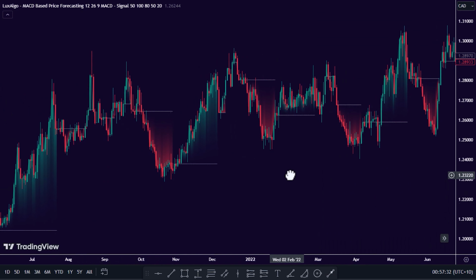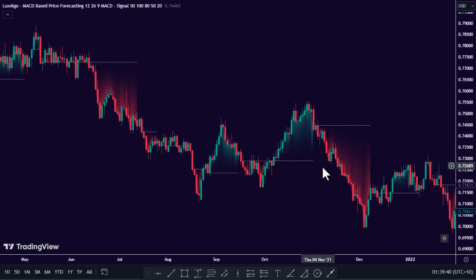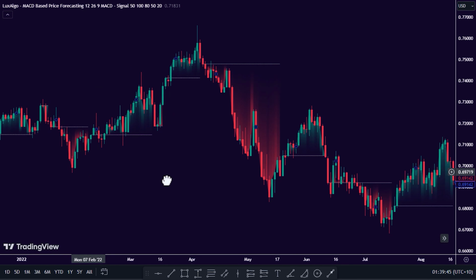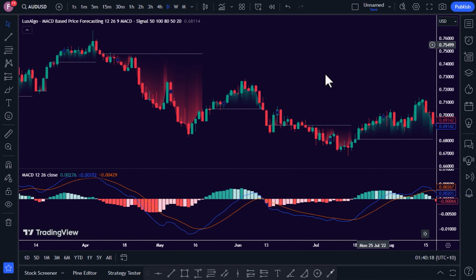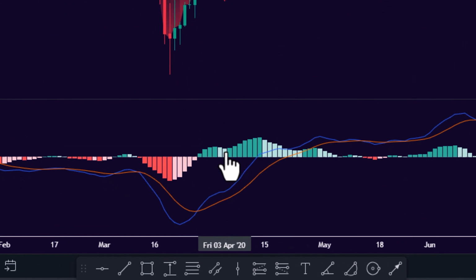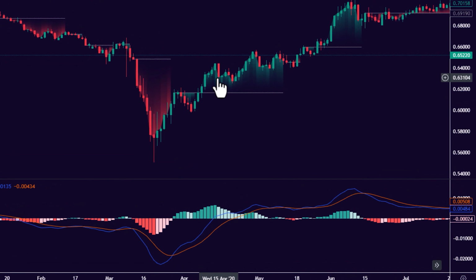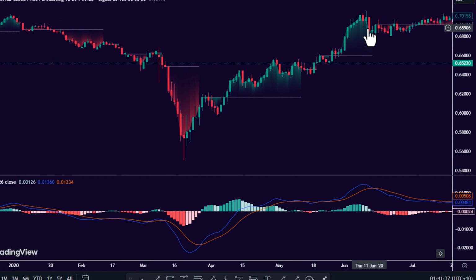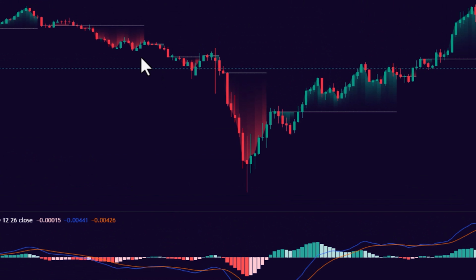How does the MACD-based price forecasting indicator work in the market? This indicator works on the concept of the MACD indicator. Let's apply the MACD for an easy understanding of the indicator. As we can see, whenever the MACD histogram turns green, the MACD-based price forecasting indicator shades a green color underneath the price, signifying bullish interest in the market. Likewise, whenever the MACD histogram turns red, the MACD-based price forecasting indicator shades a red color above the price, signifying bearish interest in the market.